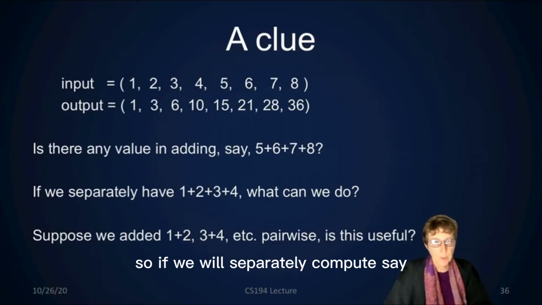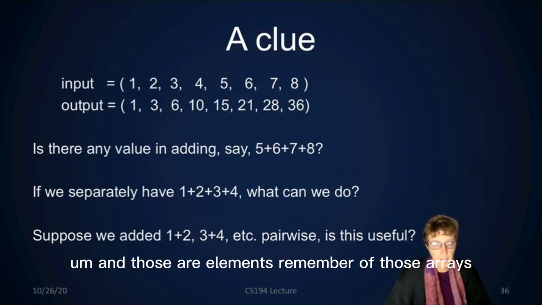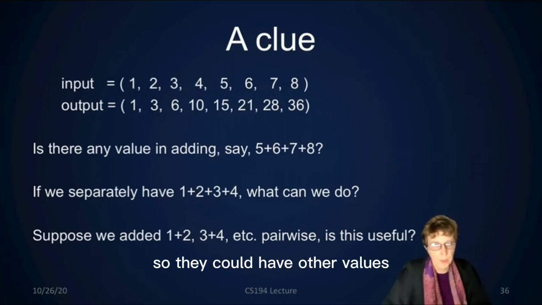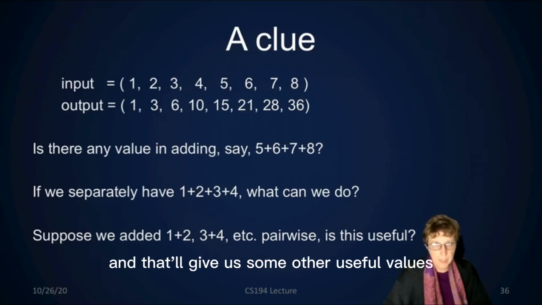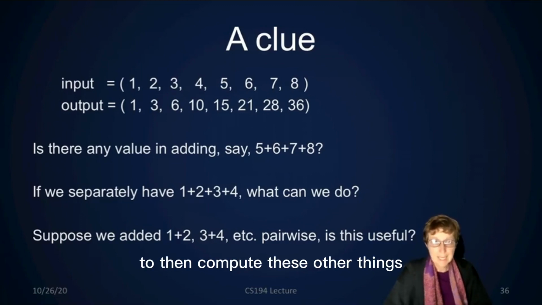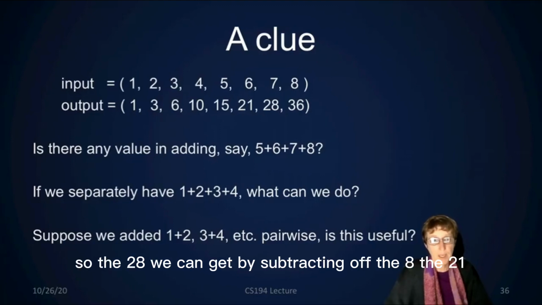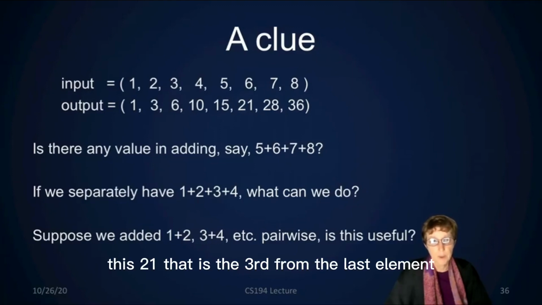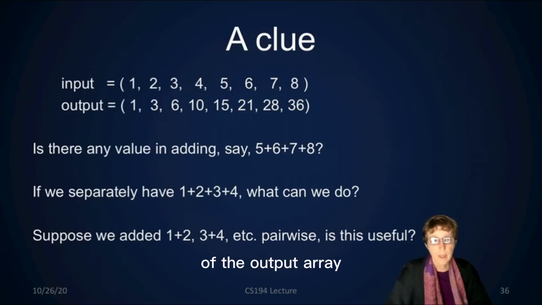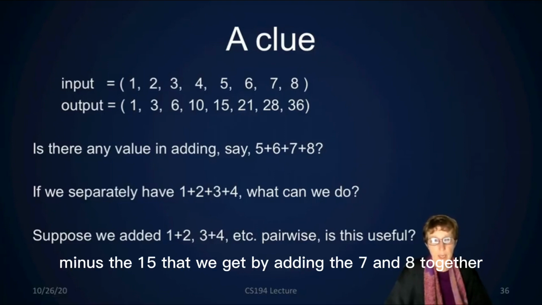If we separately compute, say, the sum of 1 through 4 and the sum of 5 through 8, and those are elements, remember, of those arrays, so they could have other values, and we have also added together, say, 1 and 2 and 3 and 4 pairwise, that'll give us some other useful values that we can use to compute these other things. The 28 we can get by subtracting off the 8. The 21 we could get by subtracting off the sum of 7 and 8. This 21, the third from the last element of the output array, is equal to the 36 minus the 15 that we get by adding the 7 and 8 together.